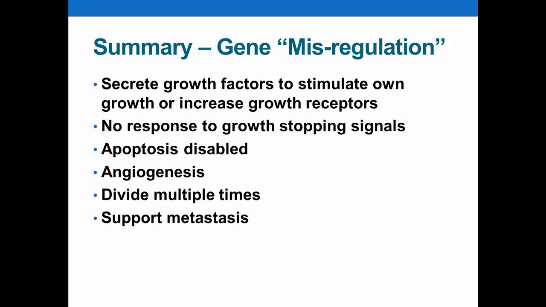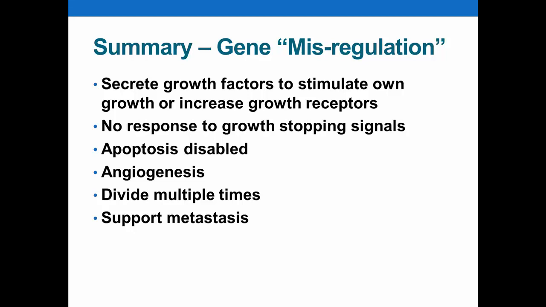Because of the changes in genes, these cancer cells are able to produce new blood vessels, and that's the idea of angiogenesis. Normal cells don't have angiogenesis. Cancer cells do. We know that cancer cells have the ability to divide multiple times, as opposed to the limited number of times that normal cells are able to reproduce. So you think then about cancer cells having a level of immortality. And then last but not least, this gene misregulation supports metastasis.